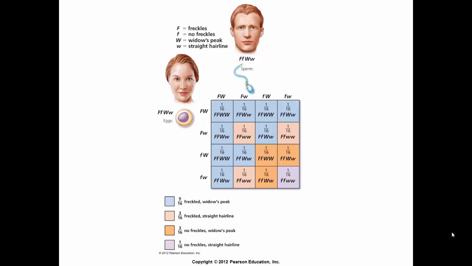So in this instance of a dihybrid cross looking at freckles and widow's peak, there's a 9/16 chance that 2 heterozygotes mating would have individuals that would be both freckled and have a widow's peak. There would be a 3/16 chance that they would have freckles but not possess the widow's peak. 3/16 have no freckles but have widow's peak, and 1 out of 16 would have no freckles and no widow's peak.